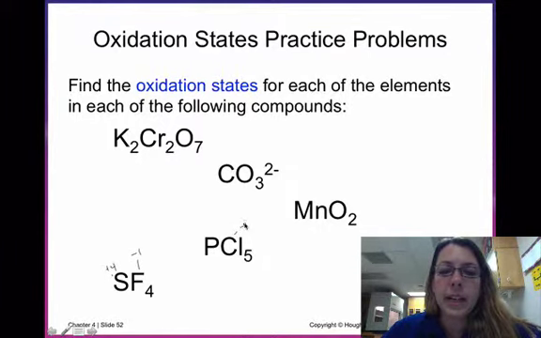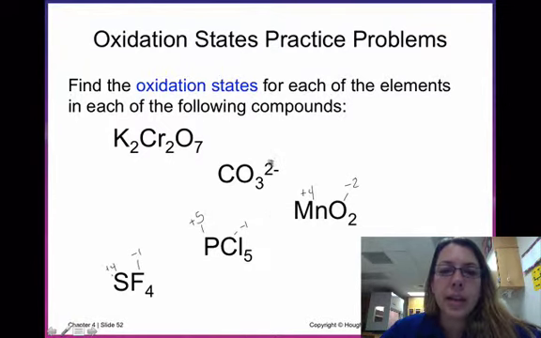Chlorines are a -1, and I have 5 of them. So 5 times -1 is -5. And I only have 1 phosphorus, so this must be a +5. Oxygens are always -2, and I have 2 of them, so that's a -4. So this manganese must be a +4 to balance it out.